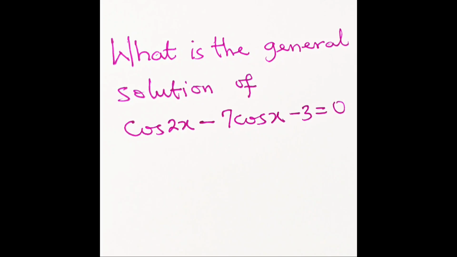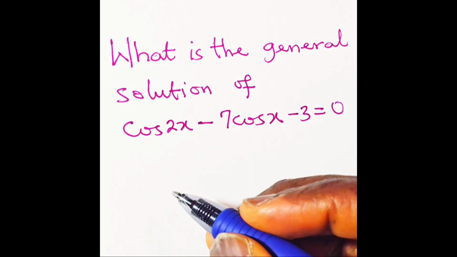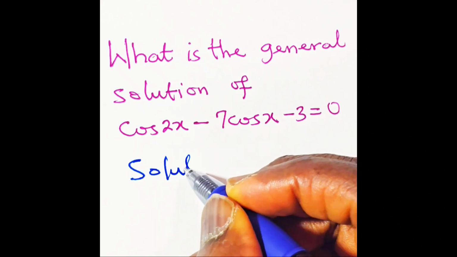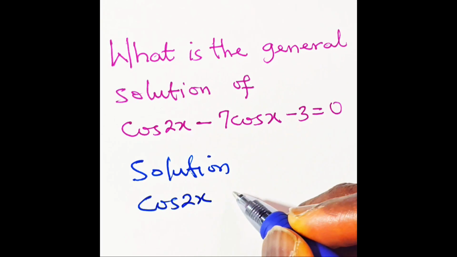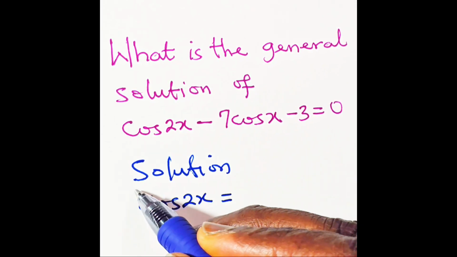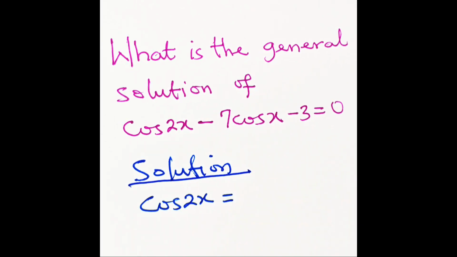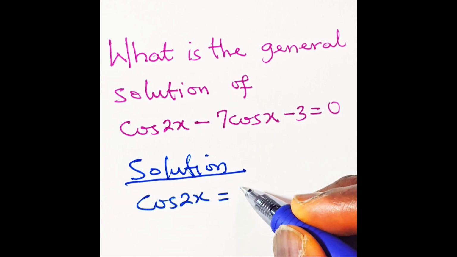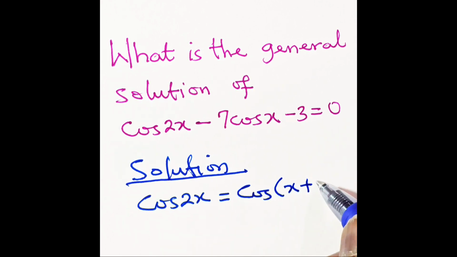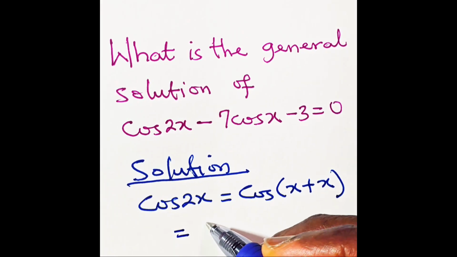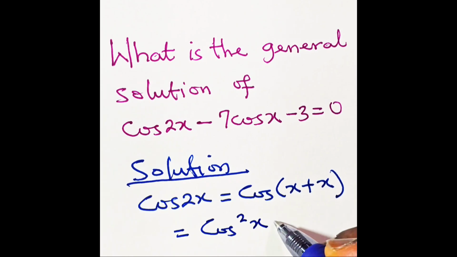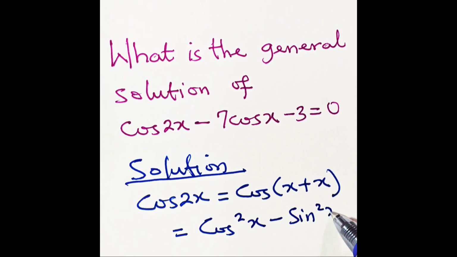In this video, we are going to look for the general solution of this equation. First thing is for us to look at what is cos 2x. Cos 2x is going to give us cos(x + x). And if we expand that, that is going to give us cos squared x minus sine squared x.